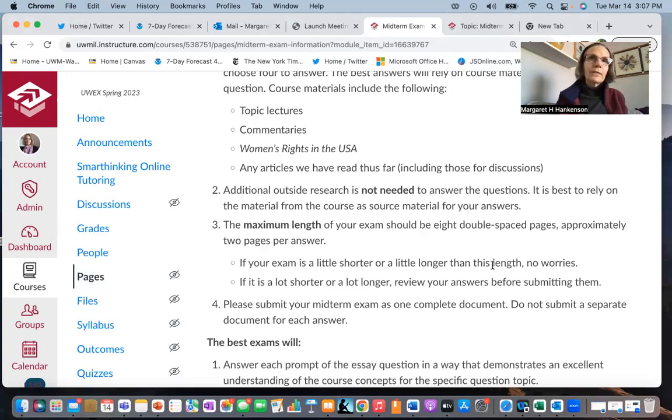But if you're looking at your exam and the whole exam takes about 3 pages to answer 4 questions, you are going to want to go back and develop your answers and use more information from the resources to support the points that you're making. If it goes way over 8 pages, like if we're getting into 12, 13, that's too much. You're going to want to go back and edit it out.